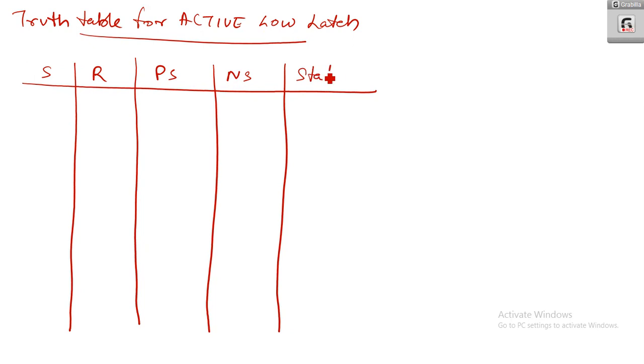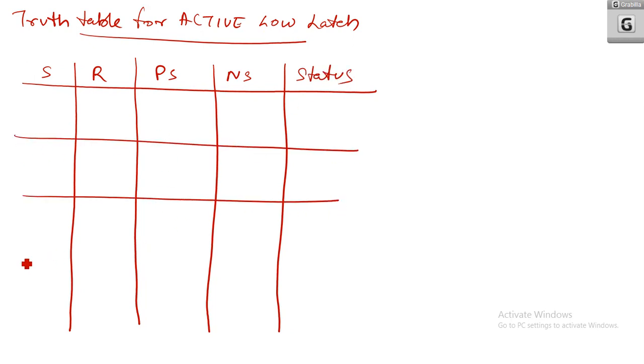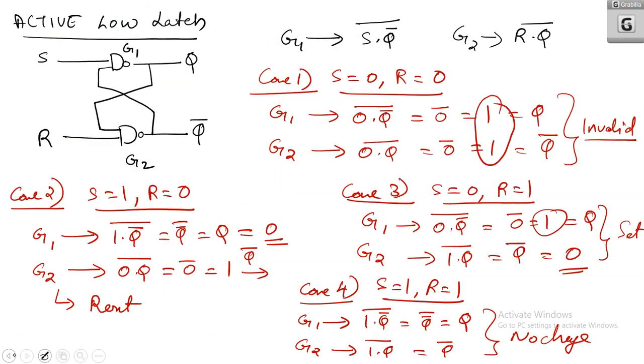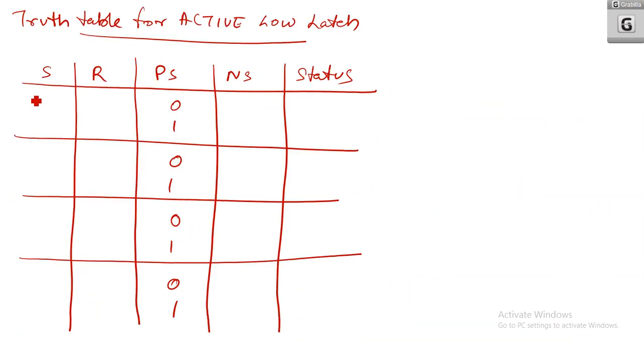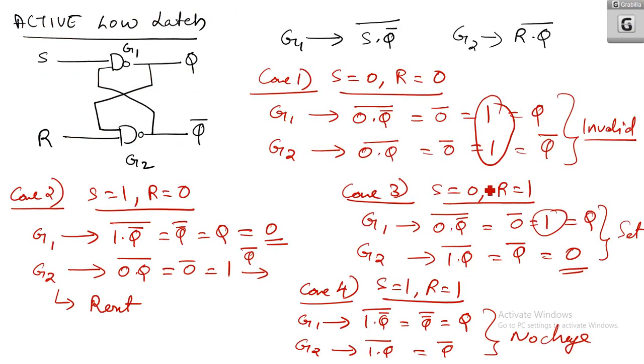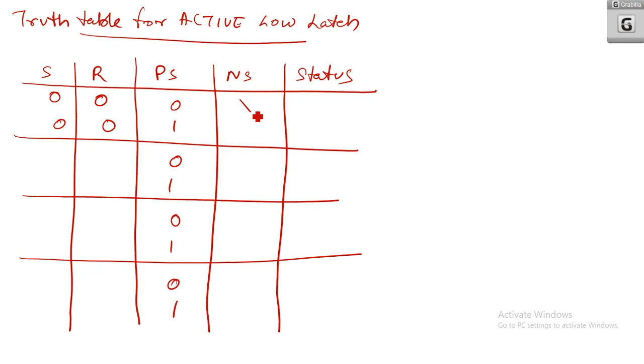Since there are 4 sets of S and R, 1, 2, 3, 4, and the present state can be 0 or 1, here also 0, 1, 0, 1, 0, 1. So coming to the first case, S is equal to 0 and R is equal to 0. That is the first case. I am writing it twice because I need to have two present states, present state 0 or present state 1. So here we cannot predict which state it will go to. So that is basically invalid.